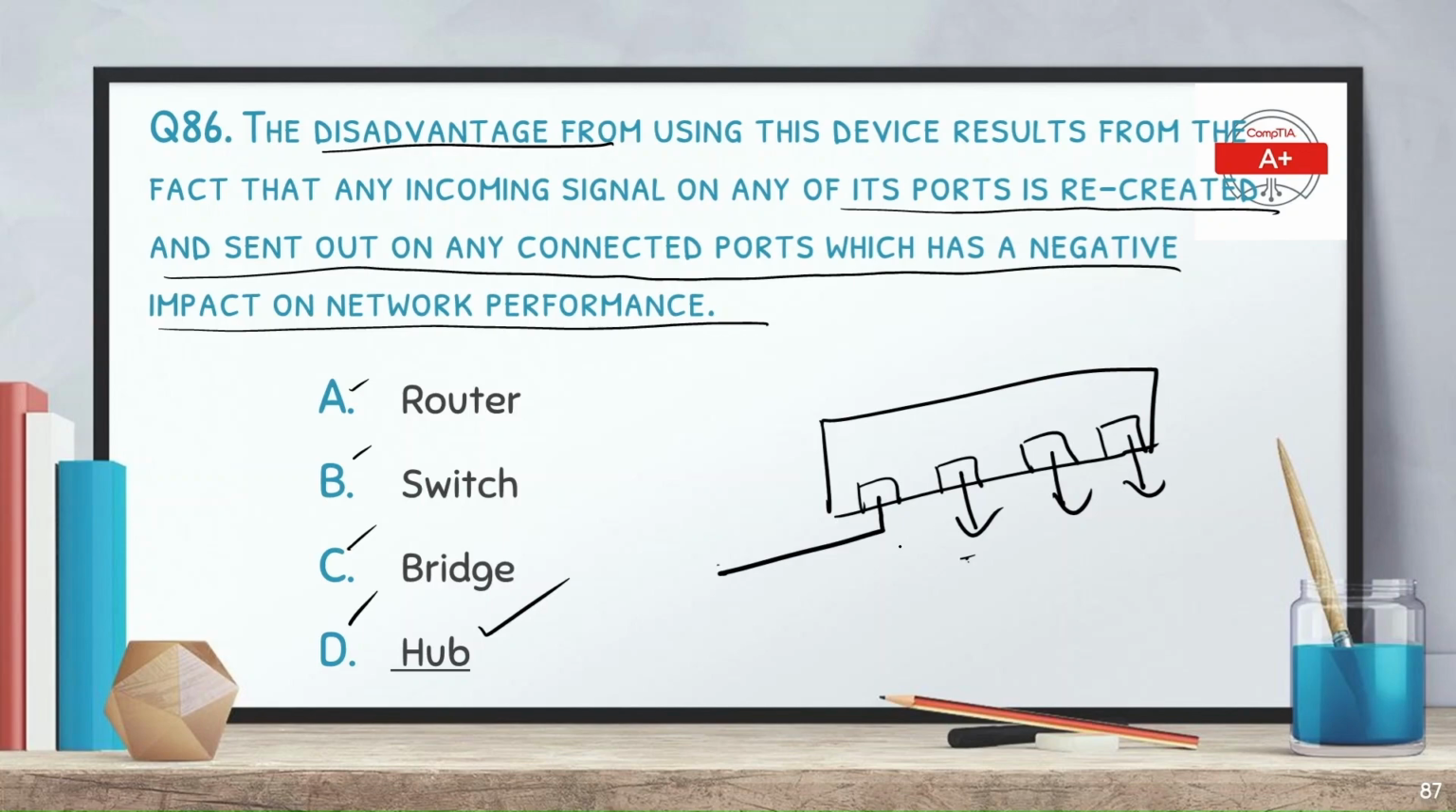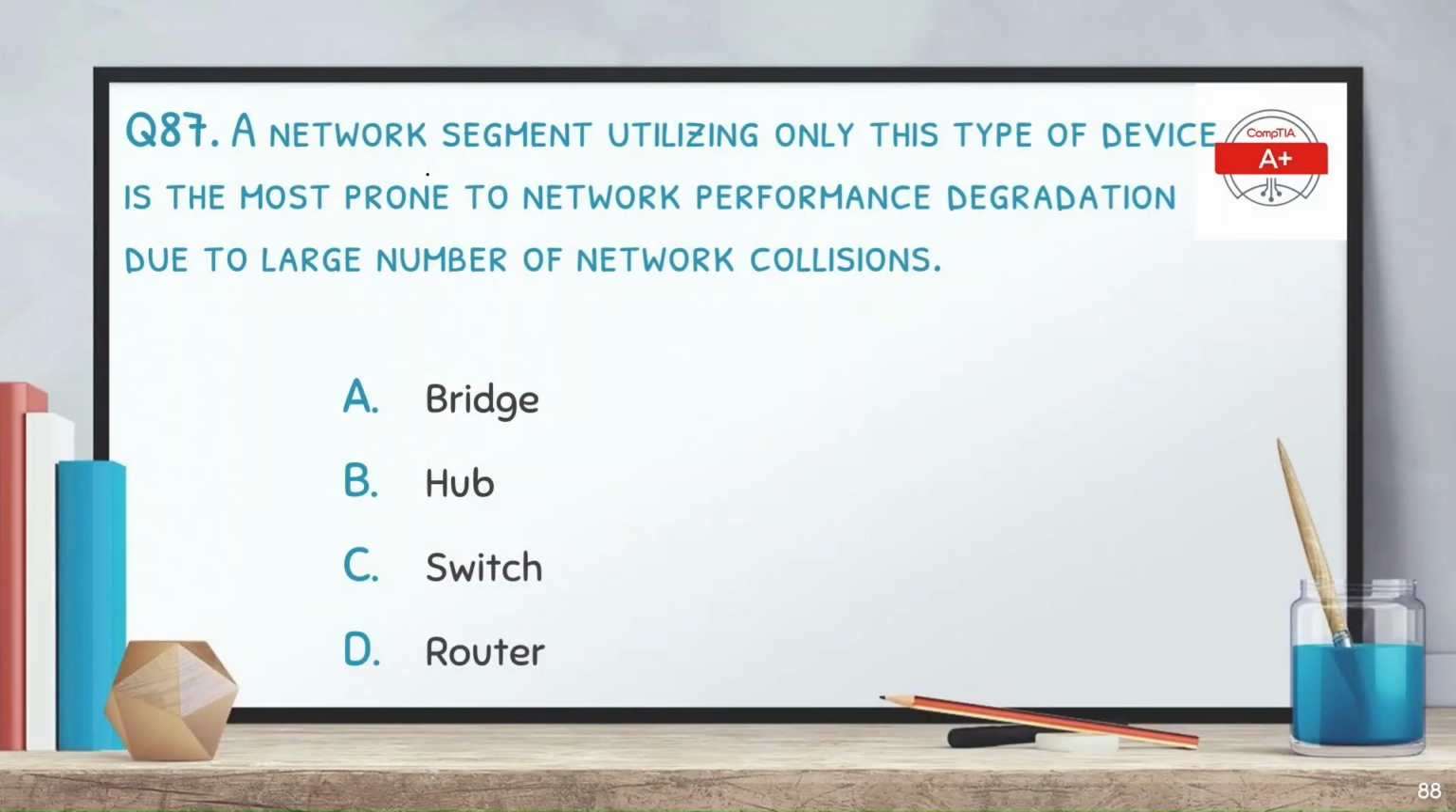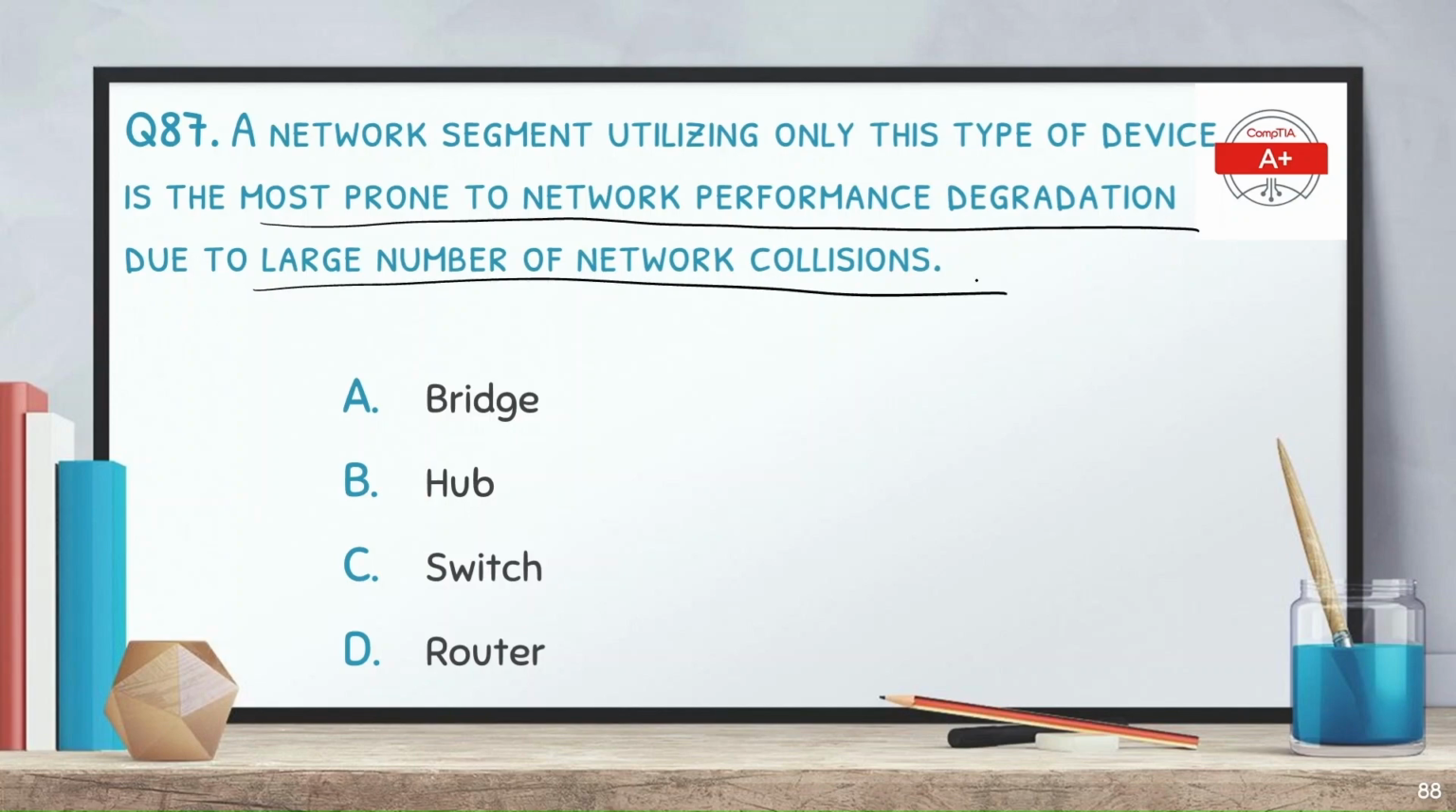Question number 87 is that a network segment utilizing only this type of device is most prone to network performance degradation due to a large number of network collisions. And options are A bridge, B hub, C switch, and D router. And the correct option is again the hub. So as we studied in the previous question, the hub is a problematic device that causes the degradation of the network, resulting in multiple collisions, and it also has a negative impact on security or confidentiality.